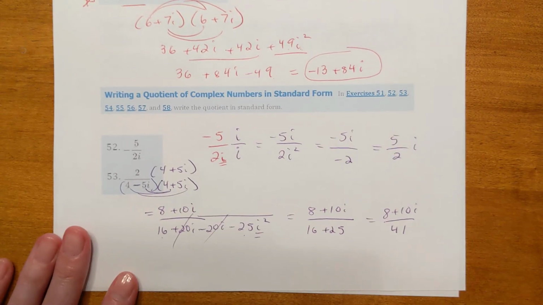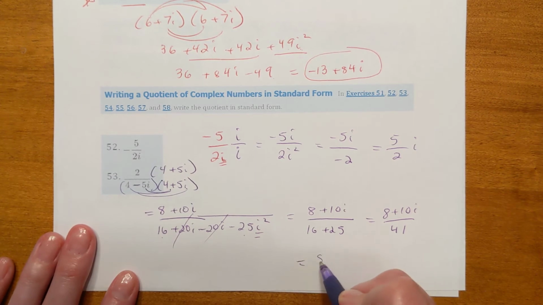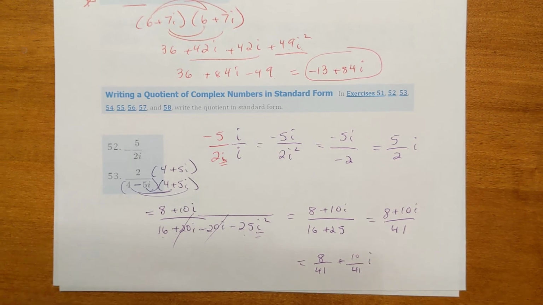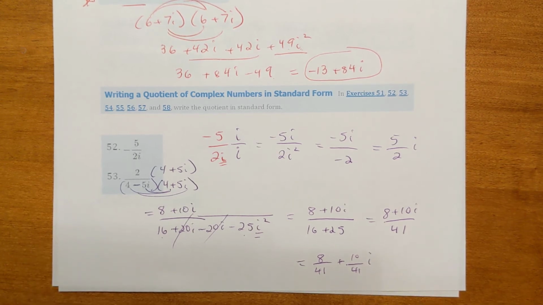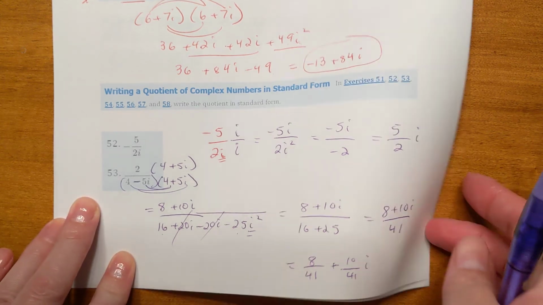And I don't care if people leave it like that, but I think in standard form you're supposed to break it up. It doesn't really matter. It doesn't really come up that much, but that would be standard form of it. You got the number and then the imaginary part over there.